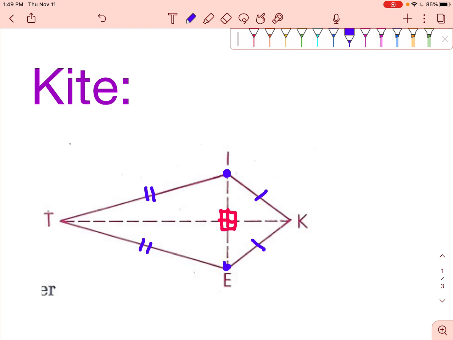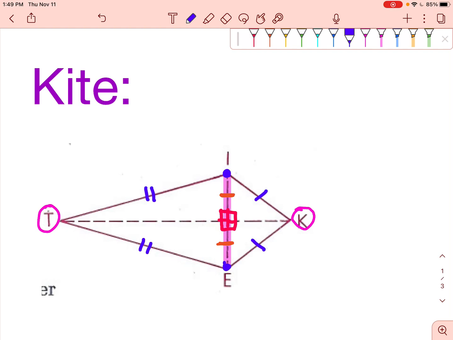Again, in a kite, the diagonals are perpendicular. One of the diagonals is the perpendicular bisector of the other. Obviously, these are congruent to each other, again, because these are the endpoints of a segment. K is equidistant from I and E. T is equidistant from I and E. So if I connect T to K, it forms the perpendicular bisector of IE.